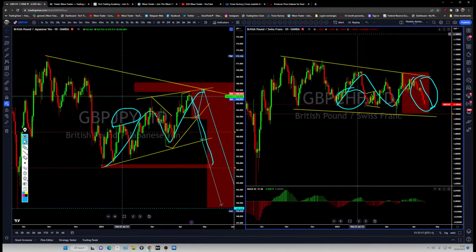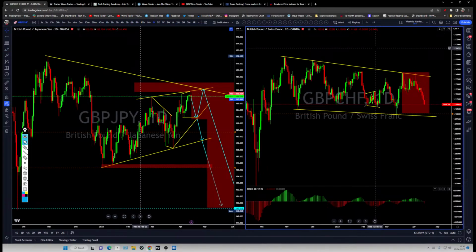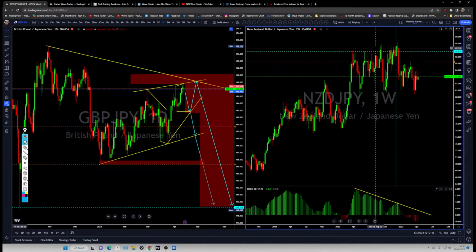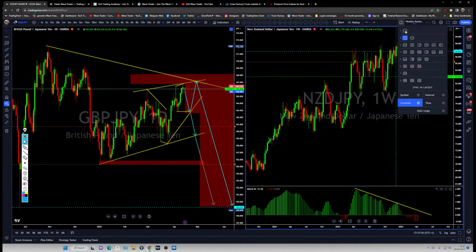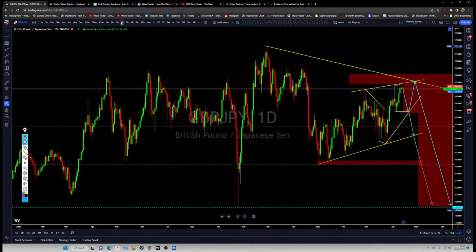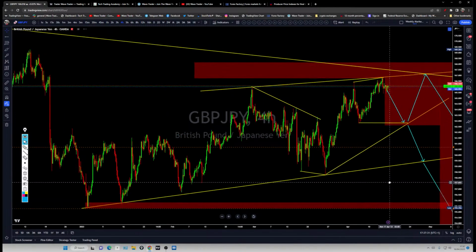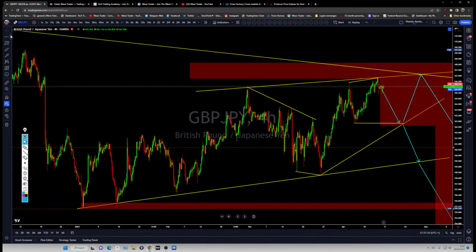Hope that makes sense. So last week, if you remember, I said that if you see the pound chief keep falling, you're looking for the other pound pairs to drop too, specifically the pound dollar. But here we have still seen another leg higher. The 4-hour time frame breakout, which I was talking about here, we haven't seen that yet.